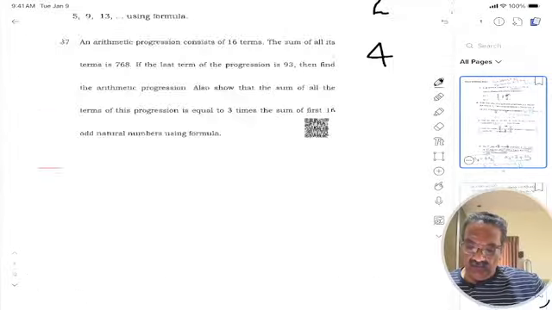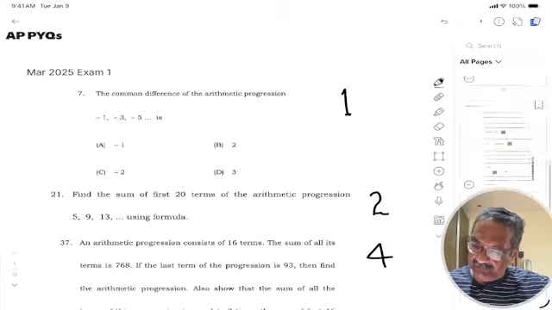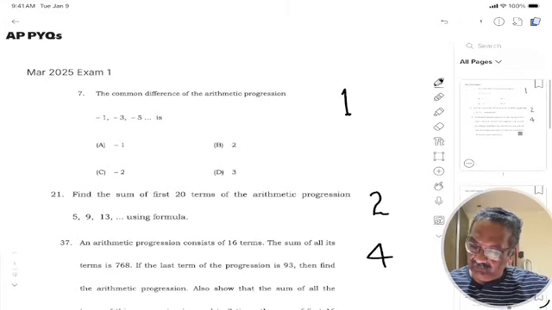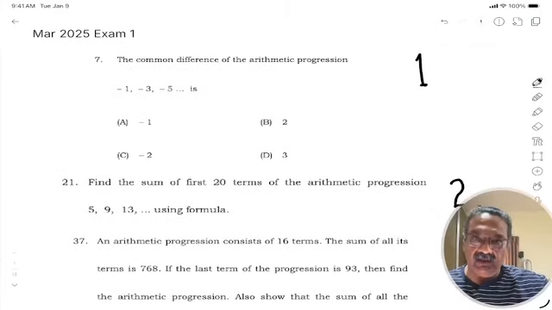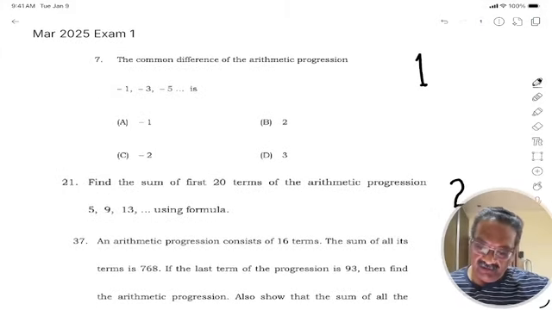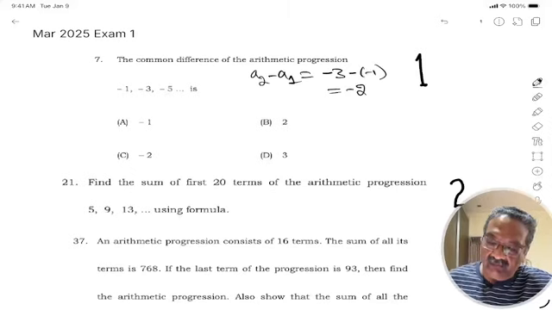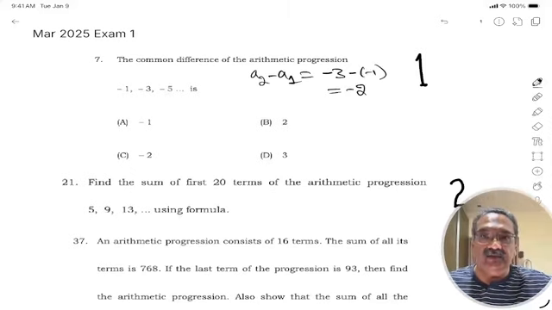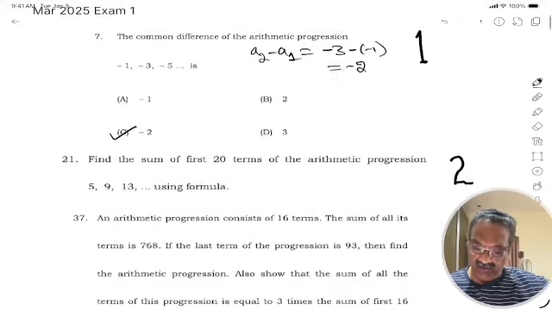Now let us come to March 2025. Okay, here the 1 mark question. The common difference of the AP, common difference will be A2 minus A1, which is equal to minus 3 minus of minus 1, is equal to minus 2. Children, be careful here. Most of the children get confused and write it as plus 2. It is not plus 2, it is minus 2.